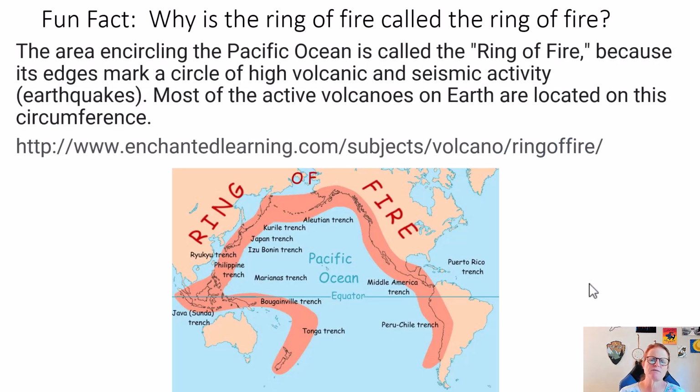All right, so let's go over our fun fact. Why is the Ring of Fire called the Ring of Fire? The area encircling the Pacific Ocean is called the Ring of Fire because its edges mark a circle of high volcanic and seismic activities, or earthquakes. Most of the active volcanoes on Earth are located on this circumference. So if you take a look, we got Japan, these are all the islands, on for Alaska and Russia. On down, if you look, San Andreas Fault in California is on it. A lot of stuff happens down in here in Central America. Chile, where a lot of earthquakes happen, is right down in here. So just a fun fact.